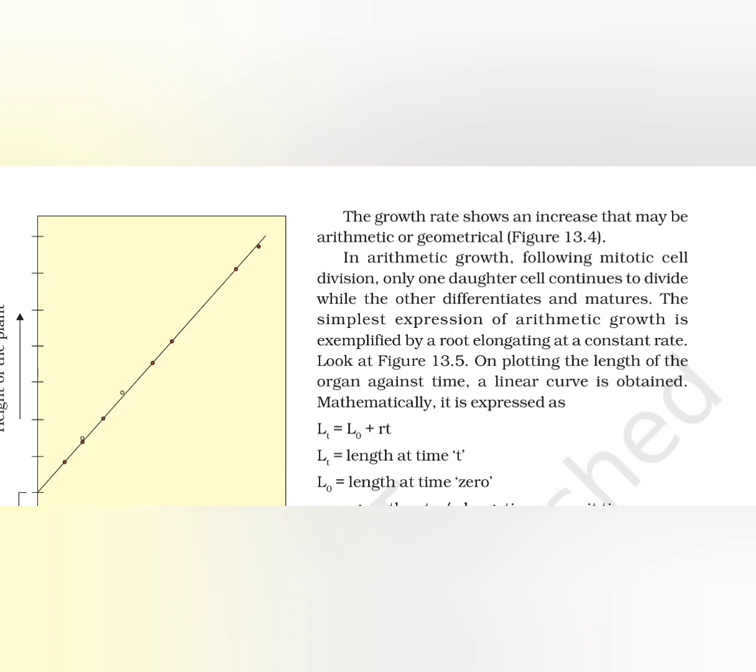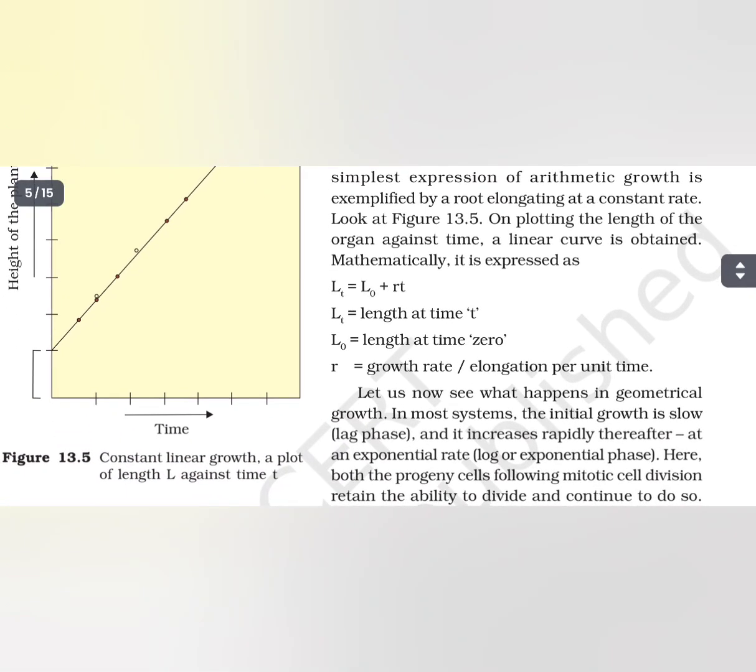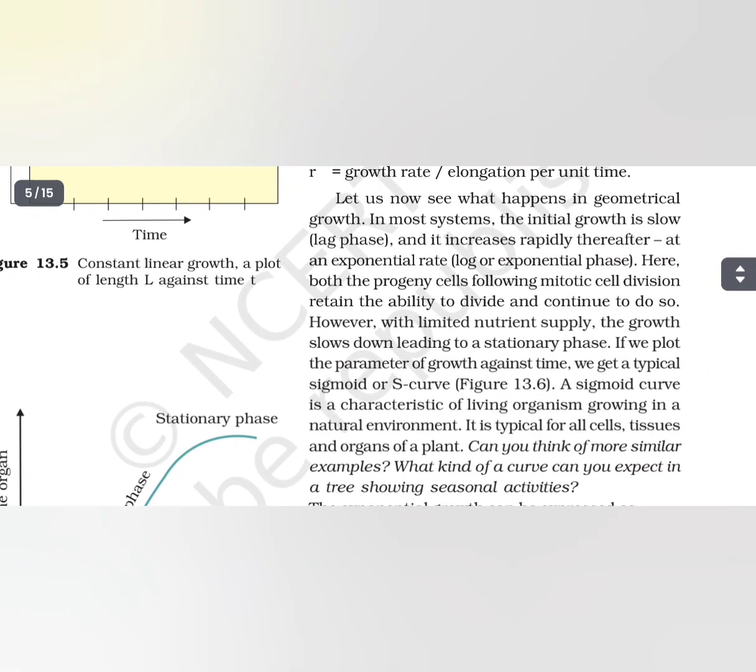Look at figure 13.5. On plotting the length of the organ against time, a linear curve is obtained. Mathematically, it is expressed as Lt = L0 + rt. Lt is equal to length at time t. L0 is equal to length at time zero. r is equal to growth rate or elongation per unit time. Let us now see what happens in geometrical growth.